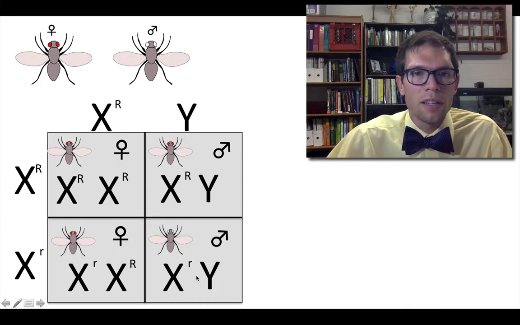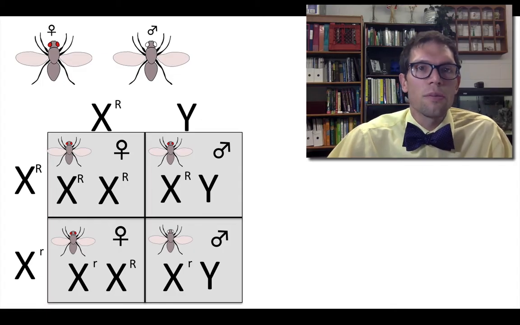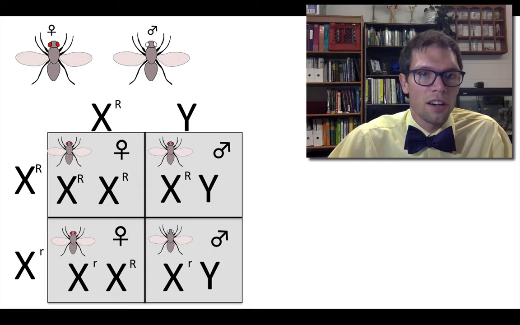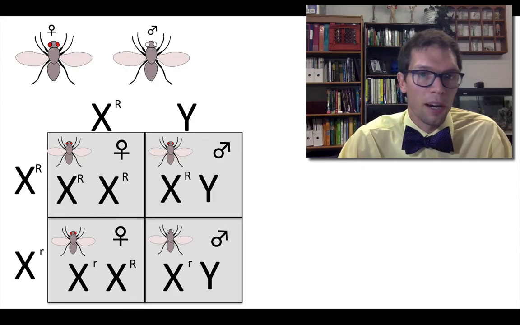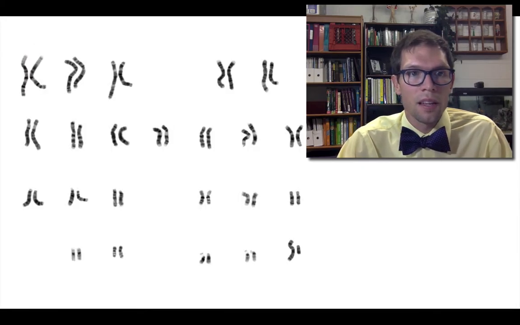So as you can see, there's genes on these chromosomes, and it's really how these genes are inherited then that determines what the organism will be, either red-eyed or white-eyed in this case.